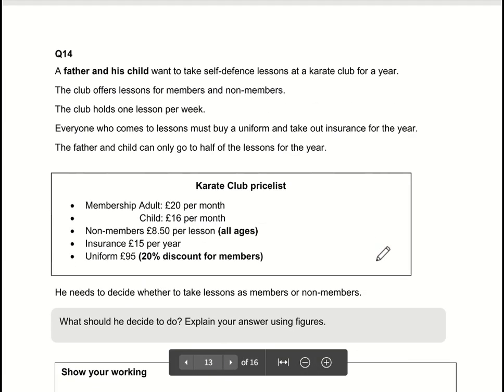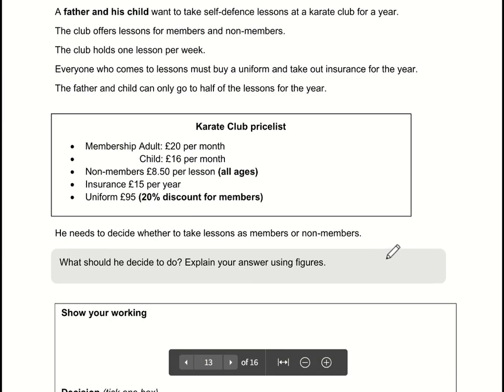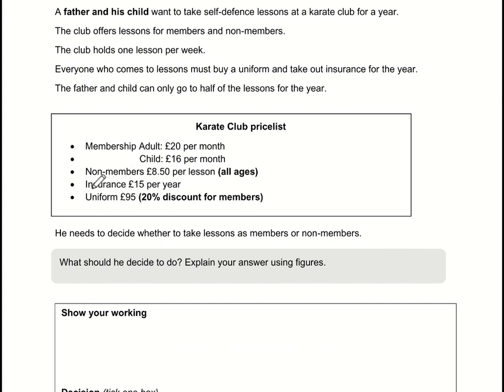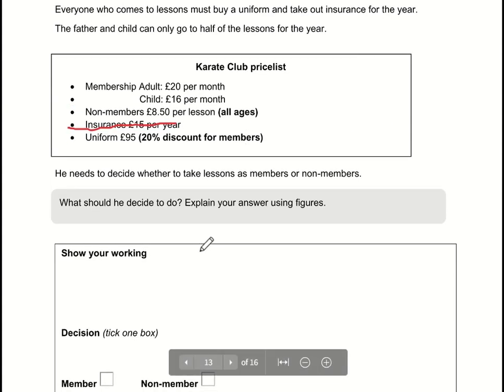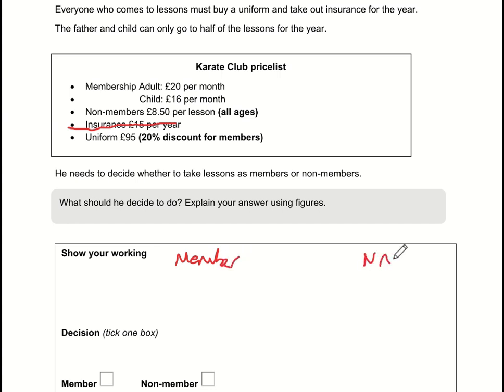Okay. Question number 14. So what I'm going to do with this question, just a tiny shortcut, just forget about the insurance, because it's £15 per year, whether you're a member or a non-member, so that is not going to affect any of the prices whatsoever. So let's go for member and non-member. So non-member is £8.50 per lesson, and it's weekly, but they can only go to half, so that's going to be times 26, not 52.